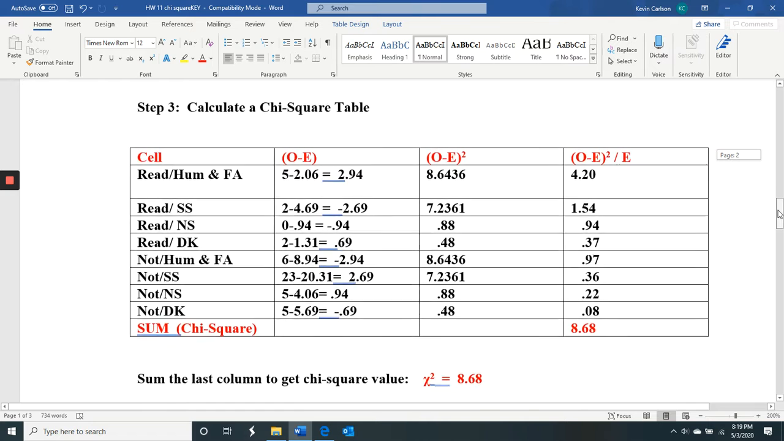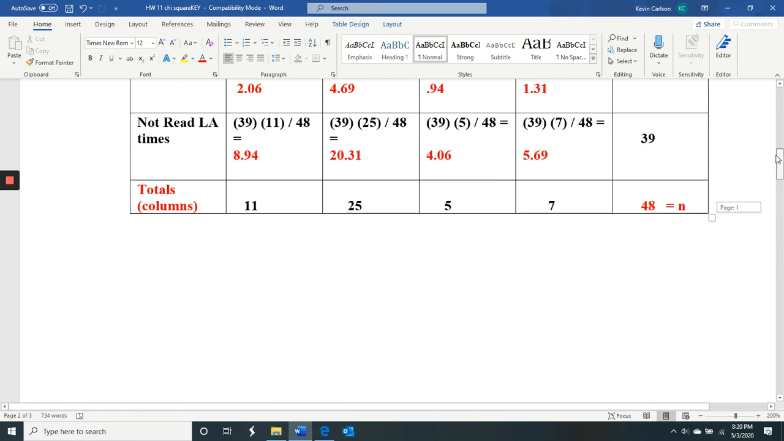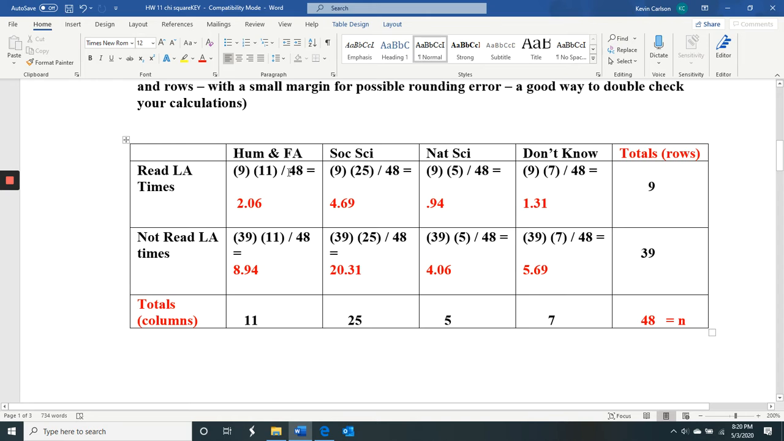And then our next step is our little table here where we take the O minus E, square that, and we divide it by E for every column. So reading the LA Times and humanities, fine arts. I'm going to be reading LA Times, humanities, fine arts, social science, natural science. So I'm going to go down that row.